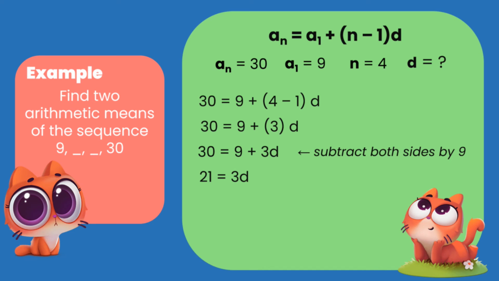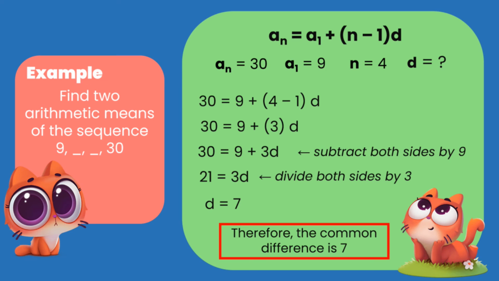And from here, we can divide both sides by 3. And 21 divided by 3 gives us 7. And for 3d divided by 3, the 3 will cancel out, therefore the d will remain. Therefore, the common difference here is 7. We are now going to our next step.